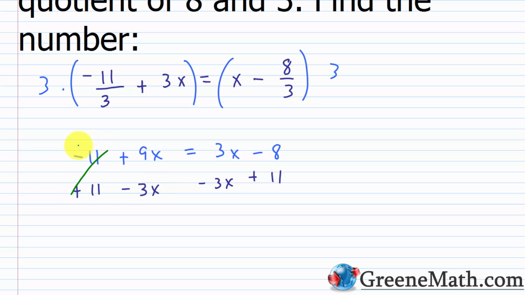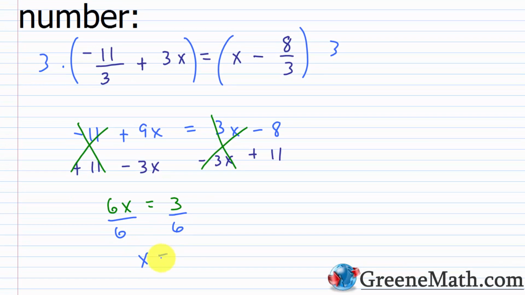And so this is going to cancel, and this is going to cancel. 9x minus 3x is 6x. Negative 8 plus 11 is 3. If we divide both sides of the equation by 6, we get that x is equal to 3 over 6, which is basically 1/2, or you could say 0.5. So the number is 1/2.